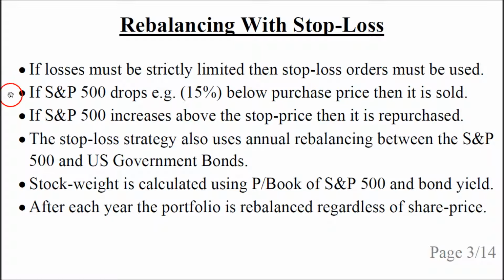For example, if the S&P 500 drops 15% below the purchase price, then we sell it. And if the S&P 500 again increases above the stop price, for example, 15% below the purchase price, then we repurchase the shares of the S&P 500. The stop loss strategies also use annual rebalancing between the S&P 500 and US government bonds. The stock weight is calculated using the price-to-book ratio of the S&P 500 and bond yield. After each year, the portfolio is rebalanced regardless of the price of the S&P 500.